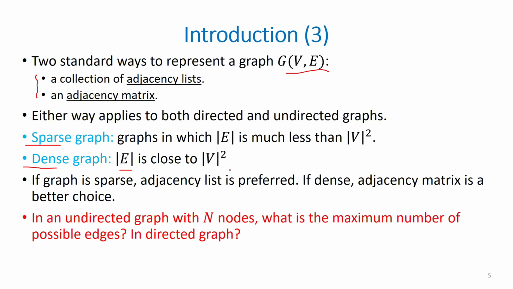Food for thought. What would be the maximum number of edges in a graph of n nodes if the graph is undirected, and if that graph is directed?